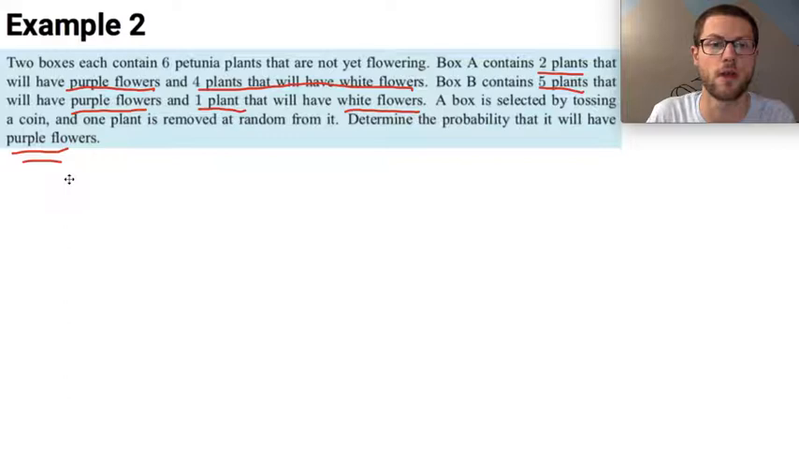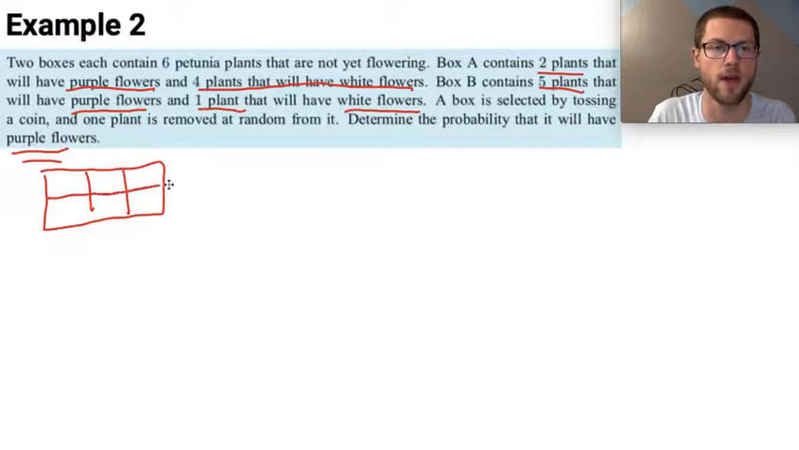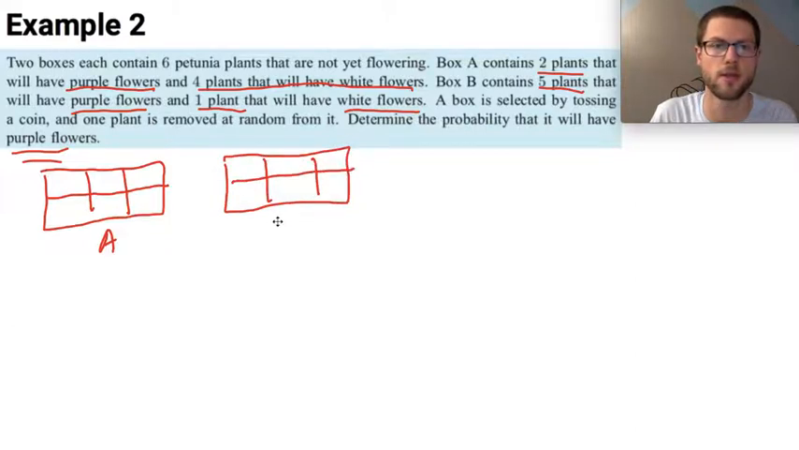I've got 2 boxes. Maybe I'll draw box A, and there's 6 petunias. So we'll divide that up into thirds and then cut that in half. Let's say that's box A. And then I also have box B. And it says that I have 2 plants that will be purple in box A. So 2 of these are purple and the rest are white. Box B has 5 plants that will be purple, 1, 2, 3, 4, 5, and 1 plant that's white.